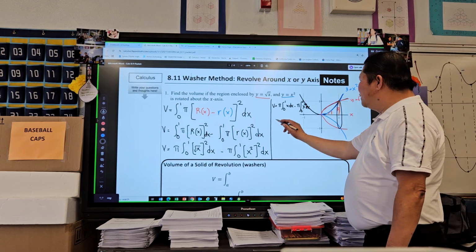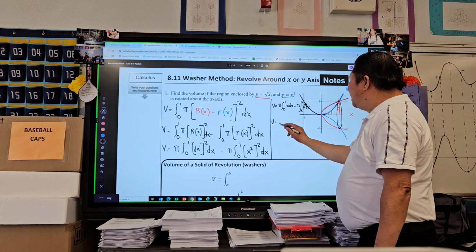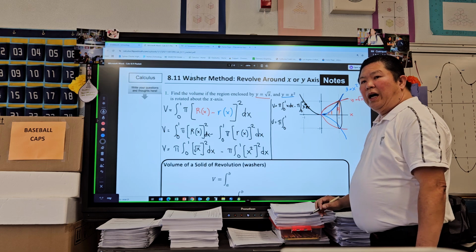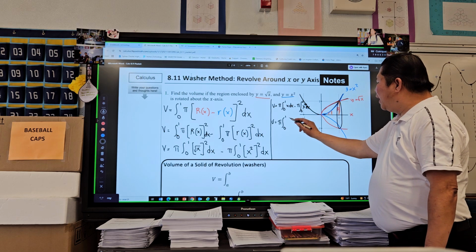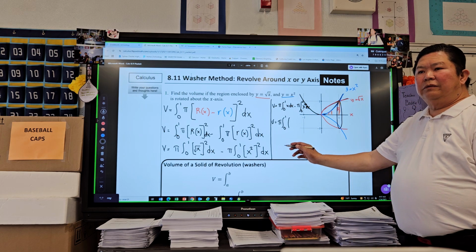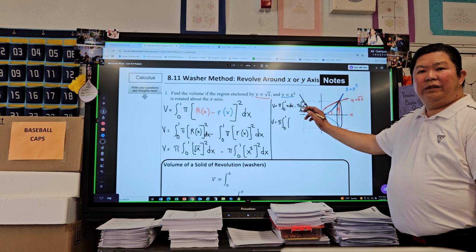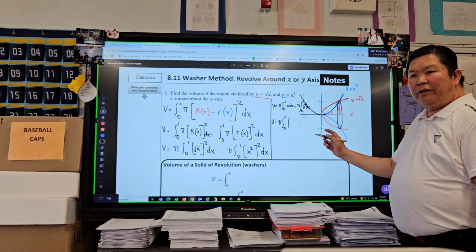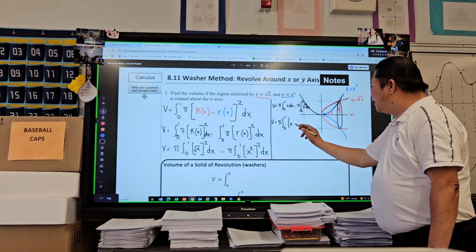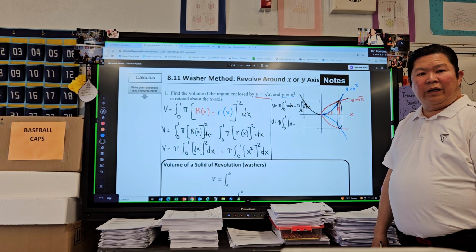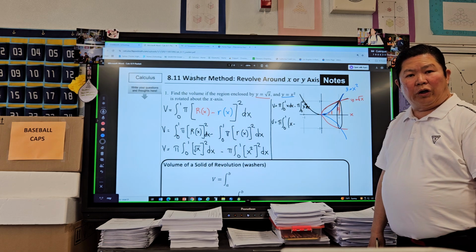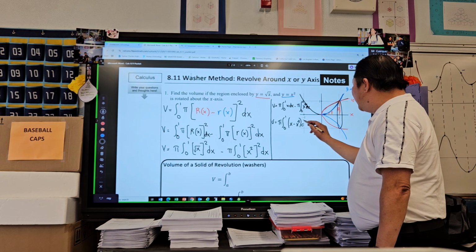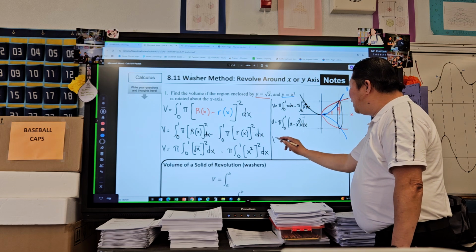Which means it's just the same as writing pi, the integral from 0 to 1, and our capital R of x is now x, right? So x, and then the small letter r is x squared, so x to the fourth dx. Okay, can you now continue?